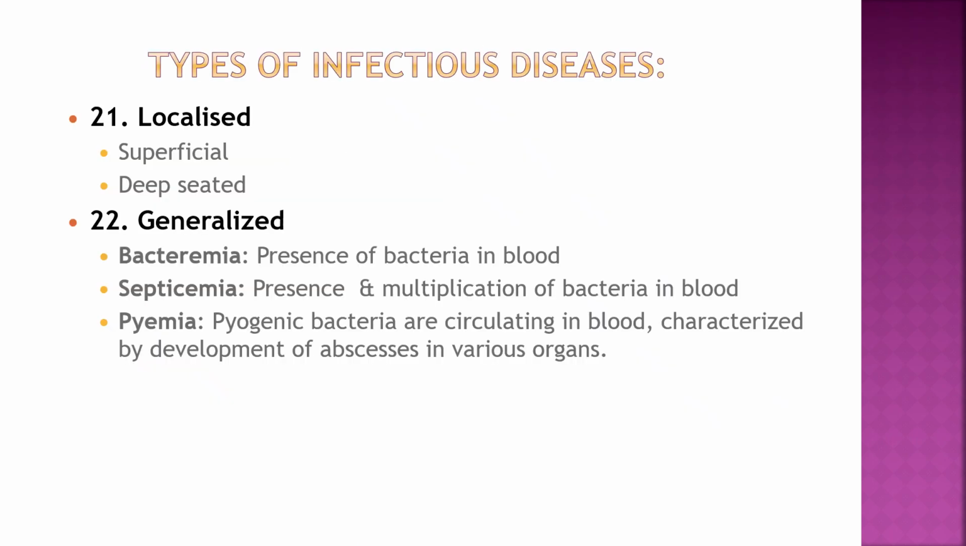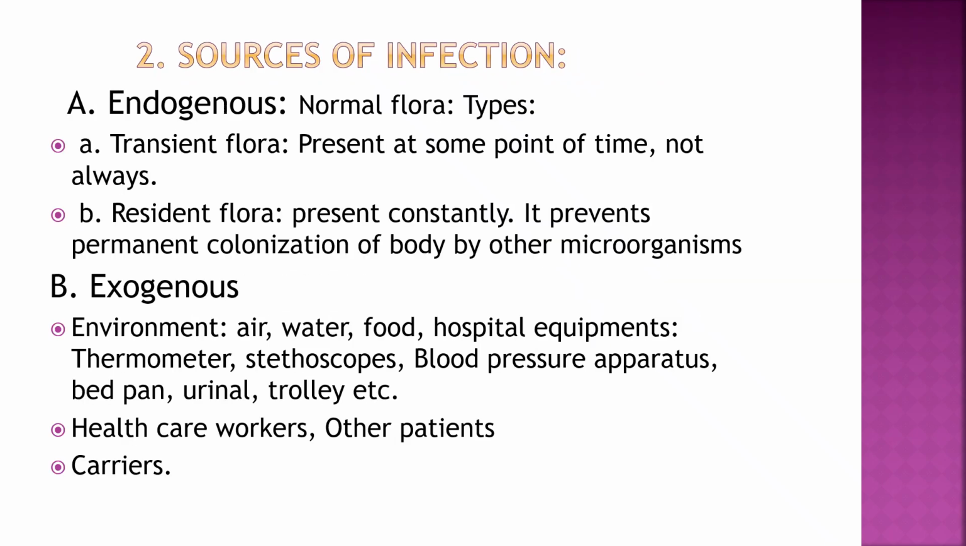Some infections can be localized. They are present in a local area. They can be superficial or deep, and they can be generalized, like bacteremia, presence of bacteria in blood; septicemia, presence and multiplication of bacteria in blood; pyemia, pyogenic bacteria circulating in blood, characterized by development of abscess in various organs. Source of infection can be endogenous, that is normal flora. It can be transient and resident flora. Exogenous can be environment or hospital equipments or healthcare workers or other patients and carriers.